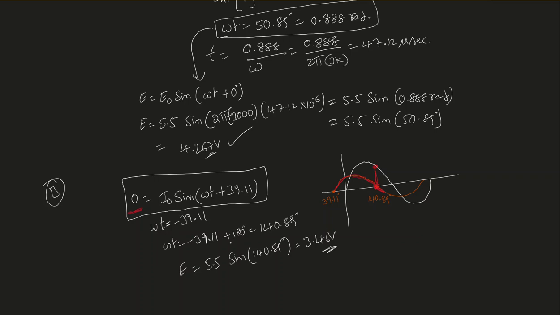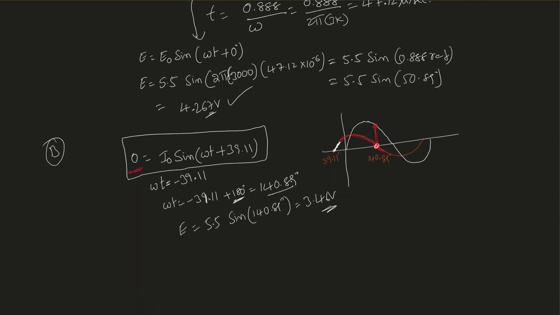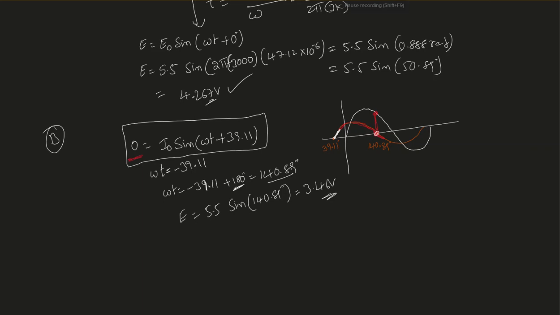Now he clearly mentioned the current is going to be negative. So here at minus 39.11 degrees, the current is going to start positive, but in the question he clearly mentioned the current is going to be negative after that. That is the reason I added 180 degrees. So I end up with omega t equals 140.89 degrees. The voltage at that point is 3.46 volt.